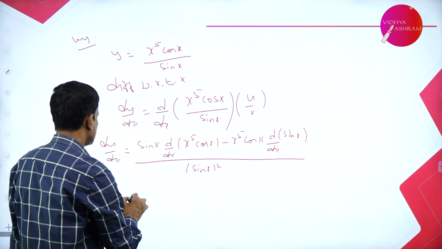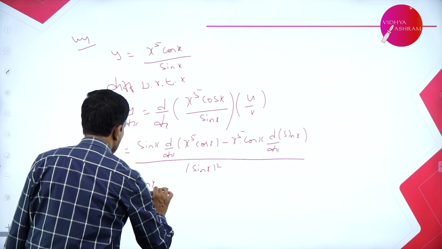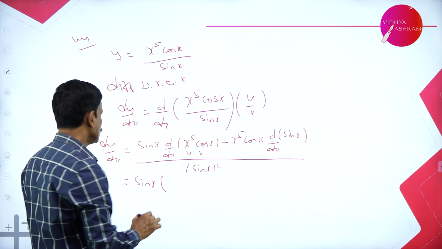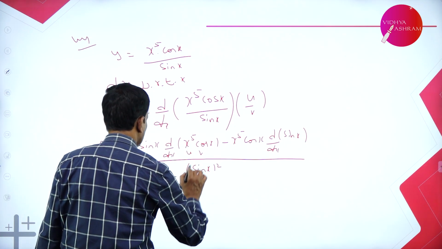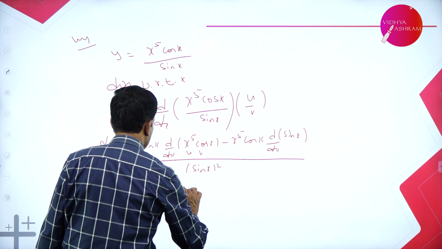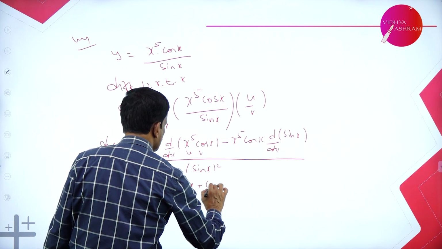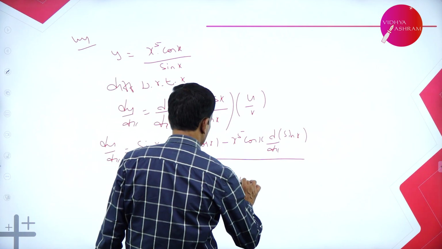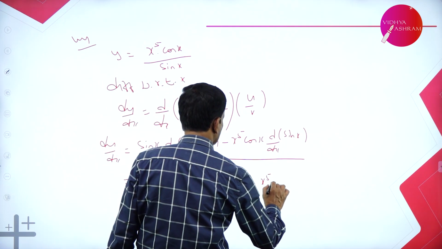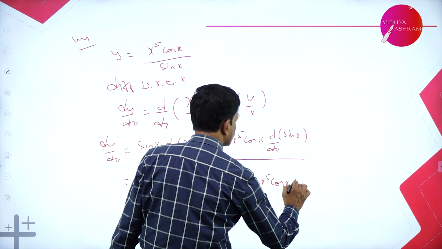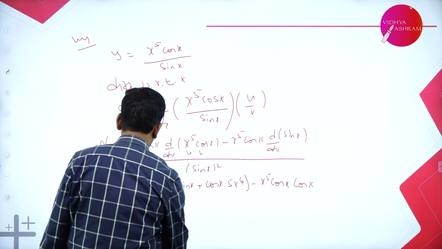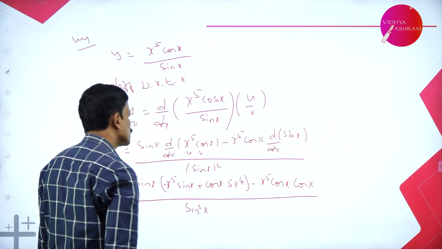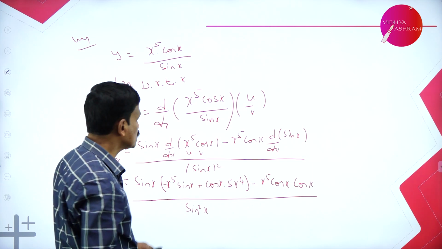Now this is equal to sin x as it is, and observe carefully, this can be differentiated using the product rule uv. So first function x power 5 into differentiation of cos x, which is minus sin x, plus cos x constant and differentiation of x raised to 5, which is 5x to the power of 4, minus x raised to 5 cos x as it is, and differentiation of sin x is cos x, whole divided by, in the denominator, sin x whole square, or sin square x.